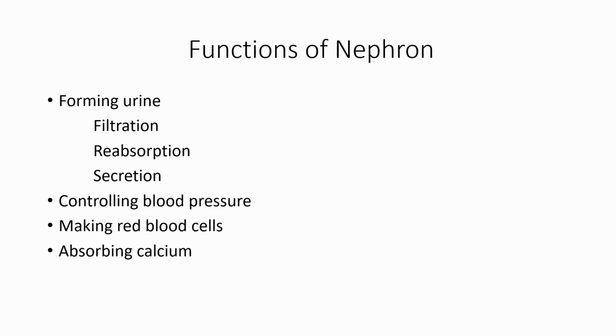So when we're forming urine, we can break that into 3 steps: filtration, reabsorption, and secretion. We can also control blood pressure here. We're going to do that through how much water we reabsorb and how much of the salts we keep. We also are going to be involved in the signaling for making red blood cells. And then we will also help absorb calcium in response to different hormones like calcitonin and PTH.